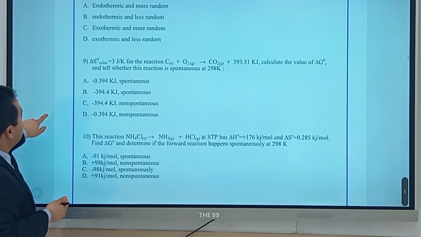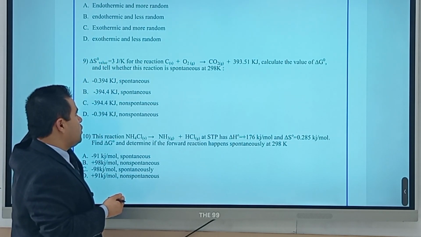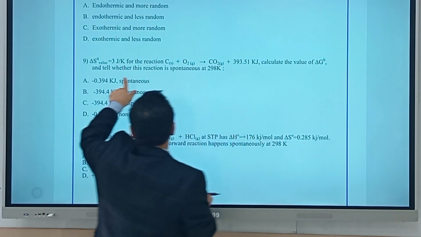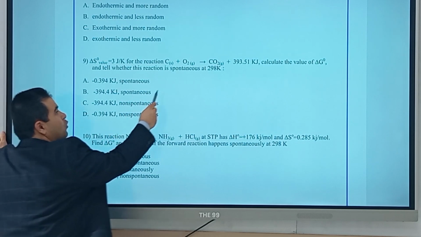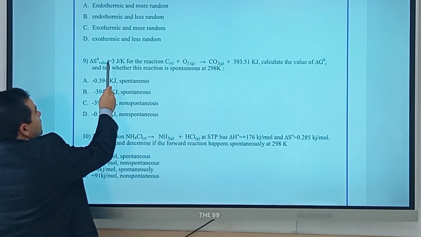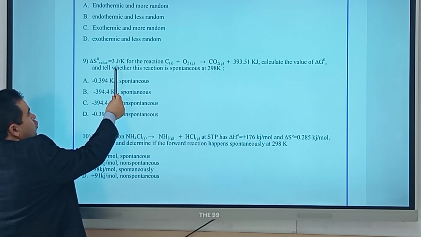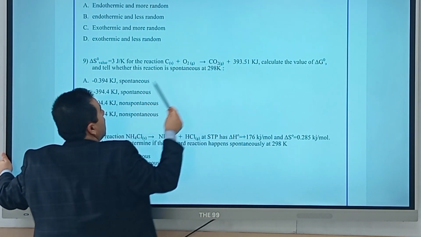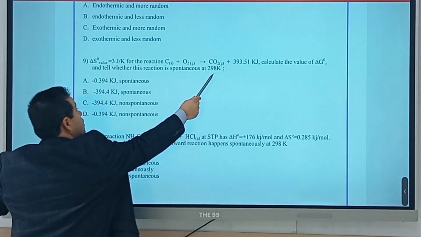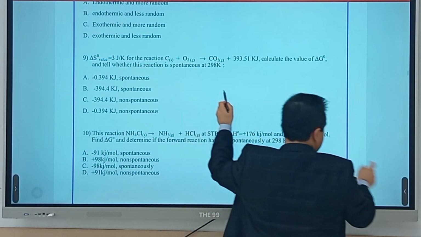Another question, guys. Delta S is given in joules, and you have to know to change this to kilojoules, guys, for this reaction, and the enthalpy is given. Calculate the delta G to determine whether this reaction is spontaneous at 298 Kelvin or not. Guys, you have to calculate by changing the 3 joules per Kelvin to kilojoules, and the enthalpy is negative, and then you'll be able to solve the question like that.